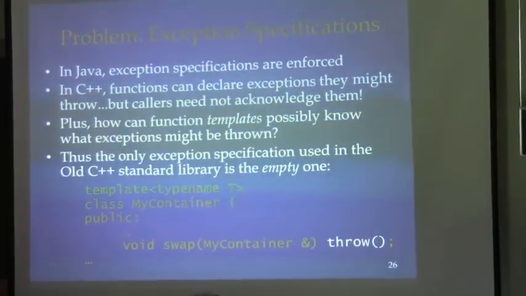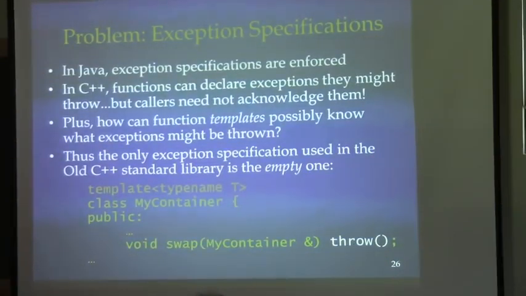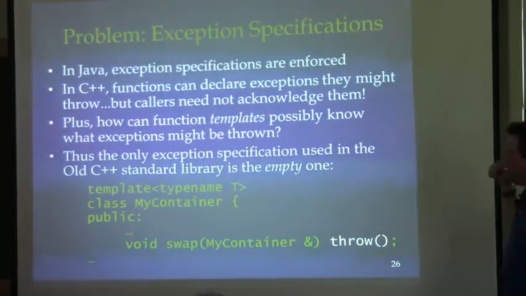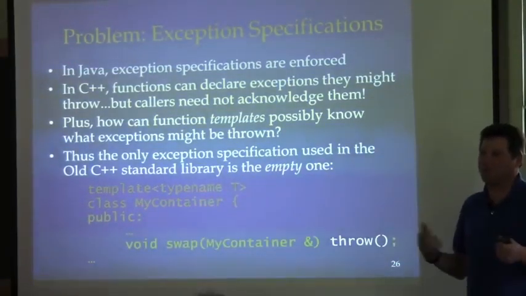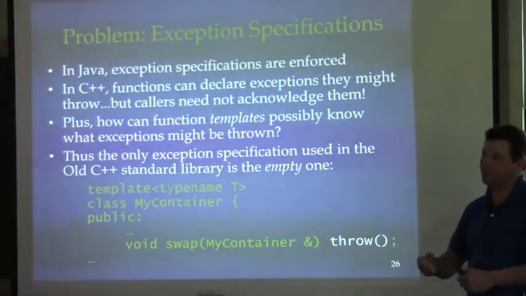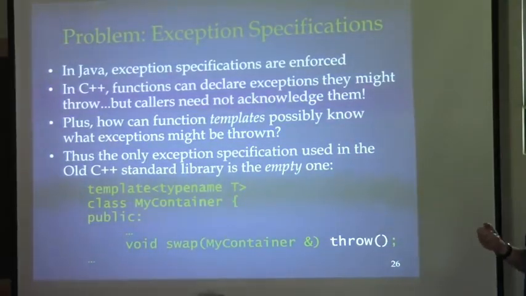Just as there was a core problem with this export keyword in C++98, there's another kind of core problem in the old language, which was exception specifications. Now, how many here know Java? Just to get a rough idea. Okay. Not all that many. Exceptions are a syntax that's very similar between C++ and Java, but there's a fundamental difference between the two languages in terms of how exceptions are dealt with.